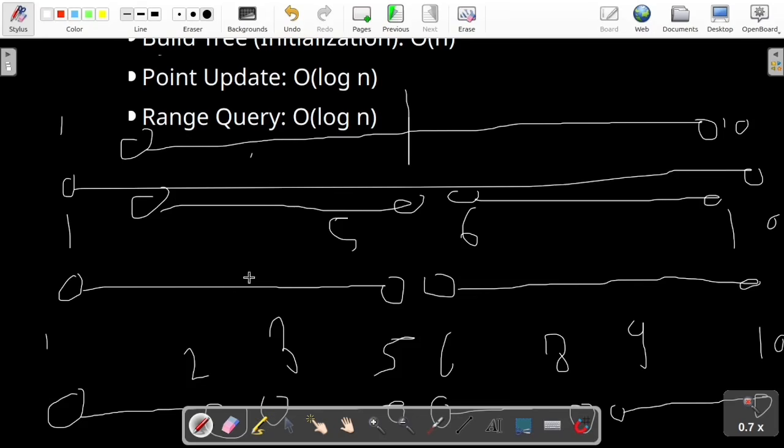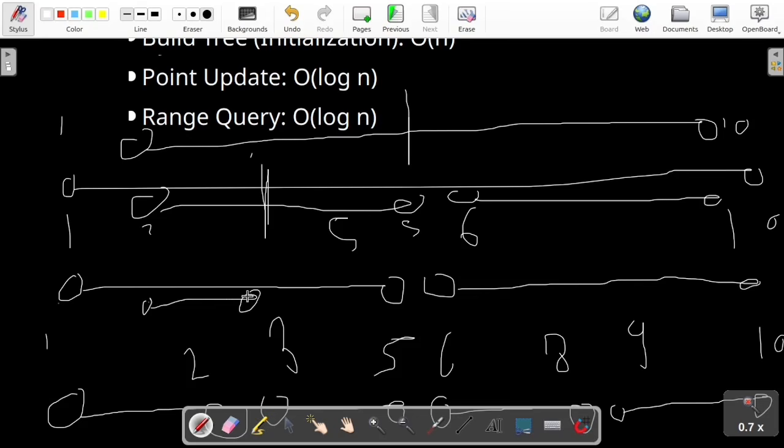Still, they are partially overlapping. 1 to 5 stores the answer for 1 to 5, but we want something, let's say the 2 to 5 answer. So we cannot return the answer from this node directly. So what you will do is simply divide it from the middle. When you divide it from the middle, can you observe one thing? At the bottom, you will be processing this particular range.